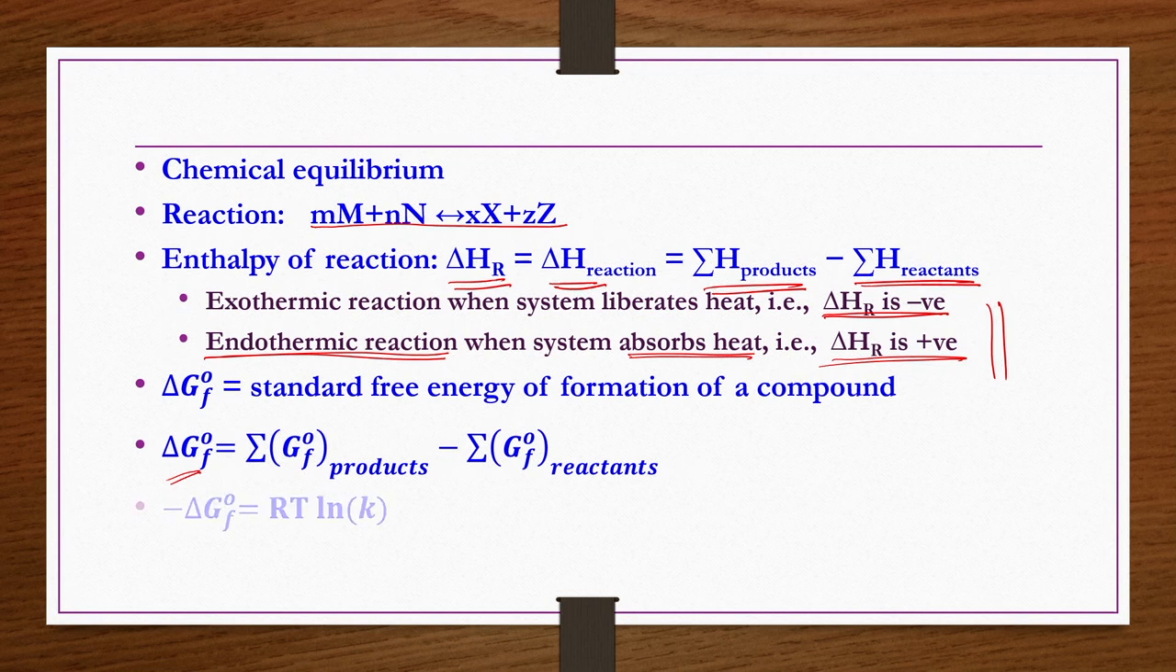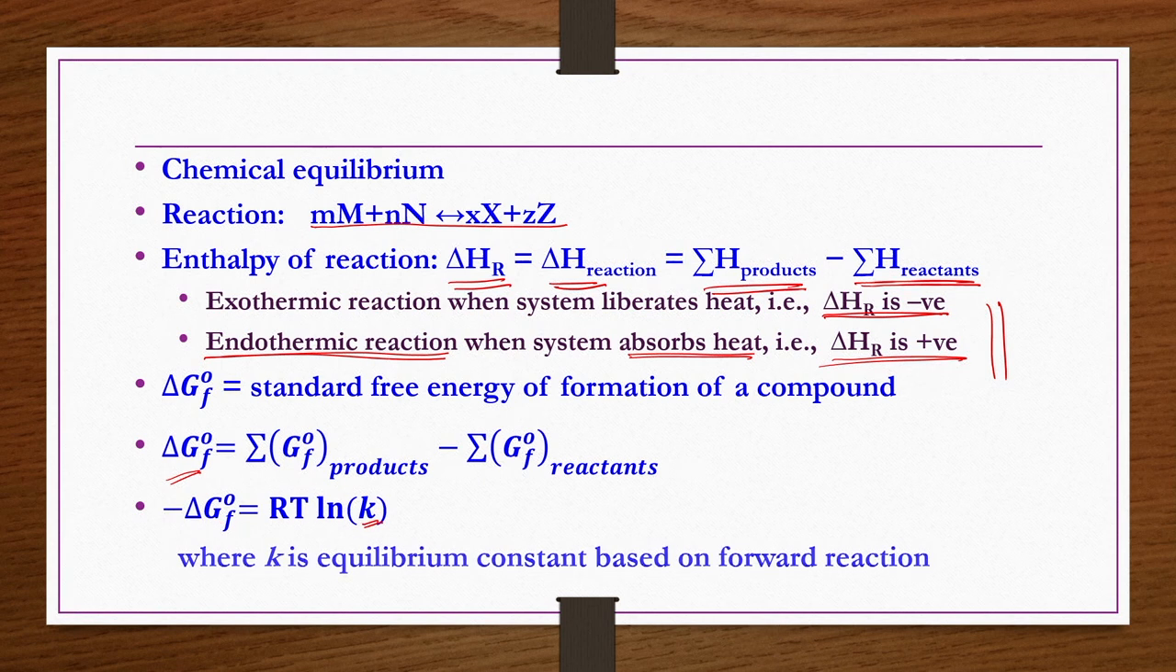How is it related? Minus delta G naught equals RT ln K, or delta G equals RT d ln K, that is what you might have studied. So, minus delta G naught equals RT ln K. This K is nothing but the equilibrium constant based on the forward reaction. So, the rate constant is very much essential.